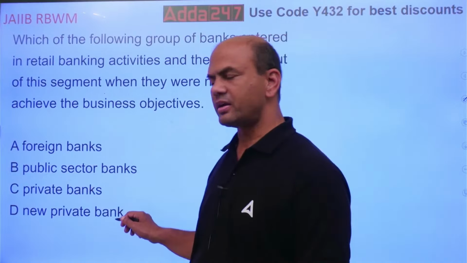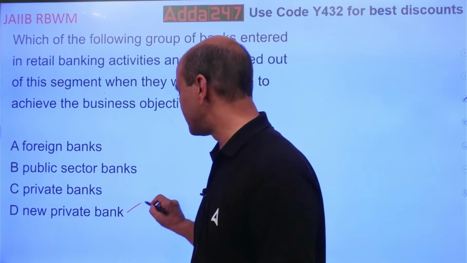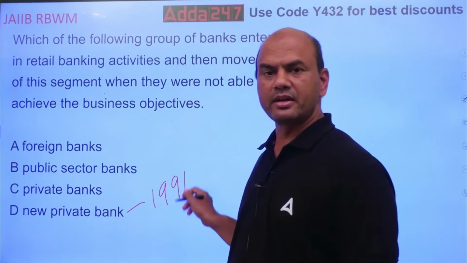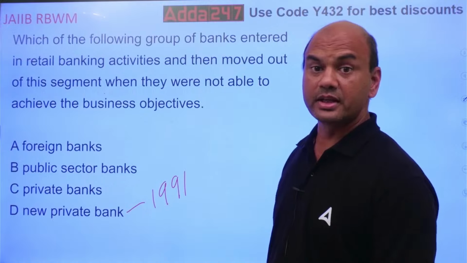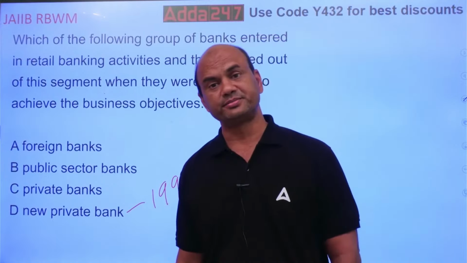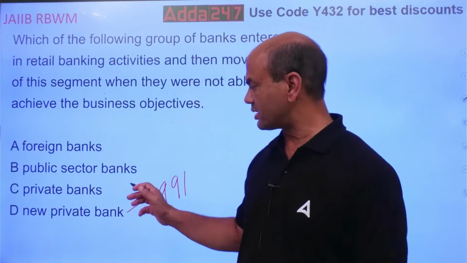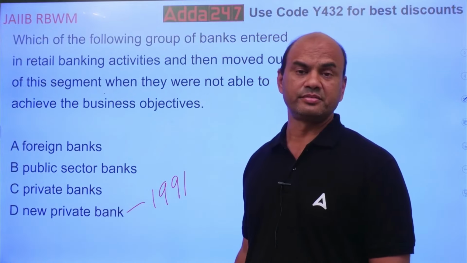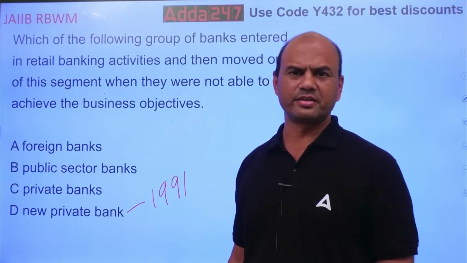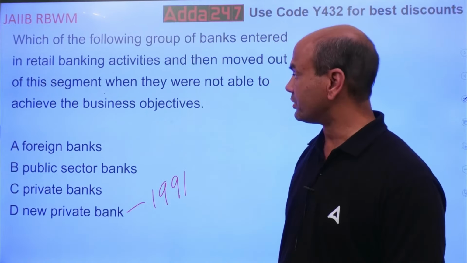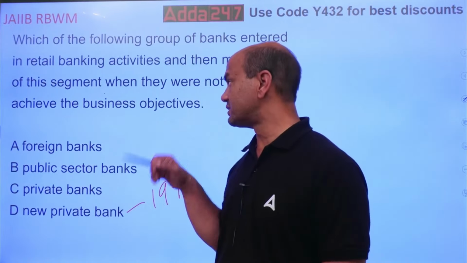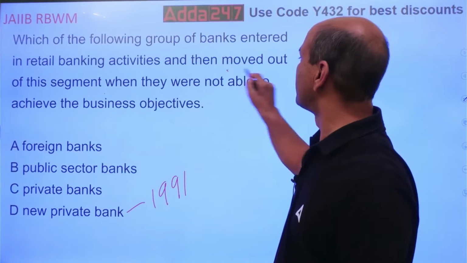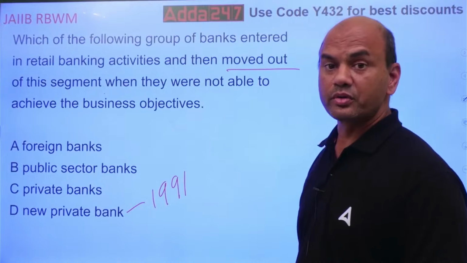This private and new private means what? These banks came in 1991, HDFC Bank, ICICI Bank, all these, after the Narsimham Committee, the first committee. These were the earlier ones: Karnataka Bank, ING Vysya. These were existing from earlier. So, which banks exited? See, the question is exited, moved out. Which banks moved out of the business?